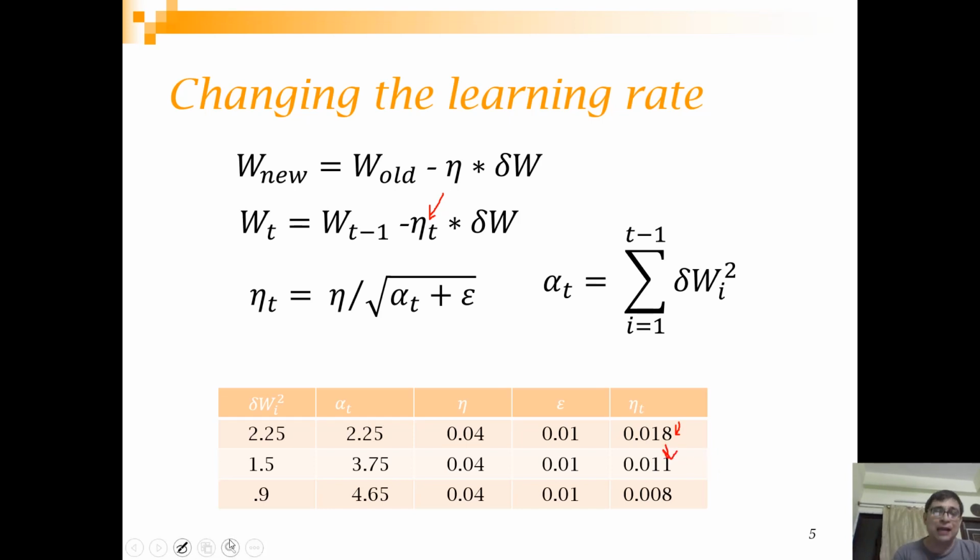And next step maybe it is 0.9. So your alpha t is again 0.9 plus 3.75, which is 4.65. Neta and epsilon don't change. When you divide this, you get 0.008. So that's how in AdaGrad your learning rate goes down gradually.